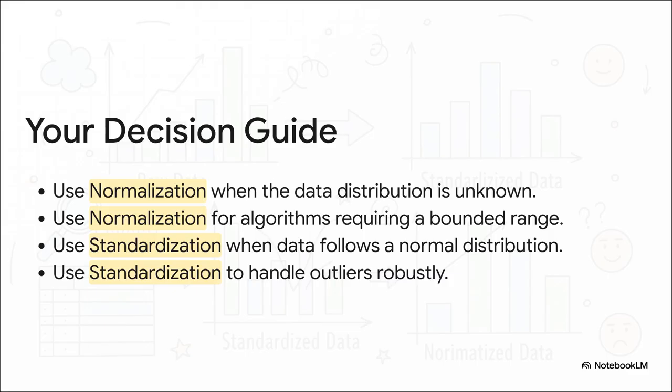Okay, here's your cheat sheet. You're probably going to want to use normalization when your data doesn't really follow a nice bell curve. Or, and this is a big one, if you're using an algorithm like some neural networks that specifically needs its inputs to be in that 0 to 1 range. On the other hand, standardization is usually your go-to when your data does look like a normal distribution and, most importantly, when you suspect you might have outliers and you need your model to be tough against them.